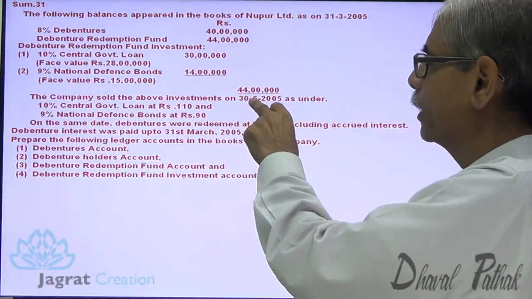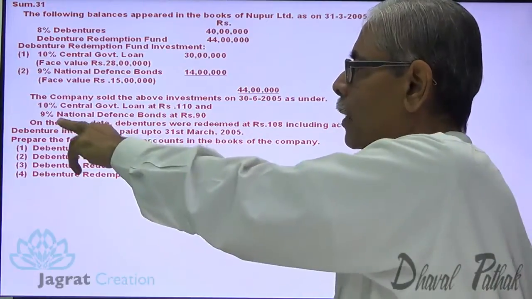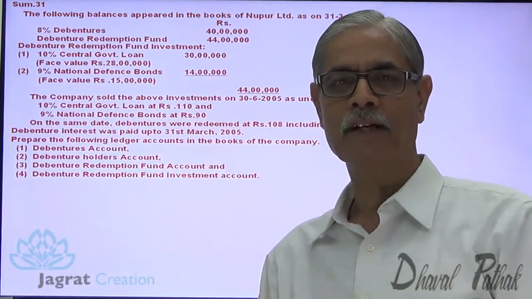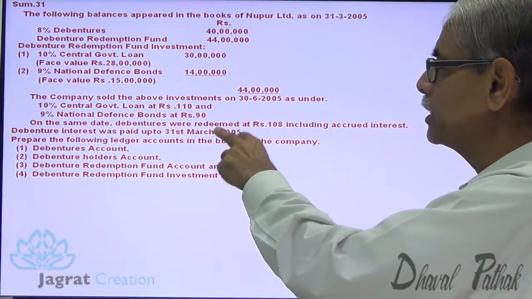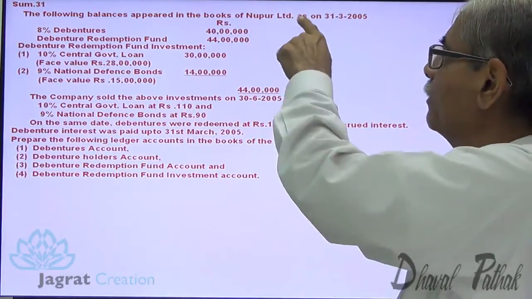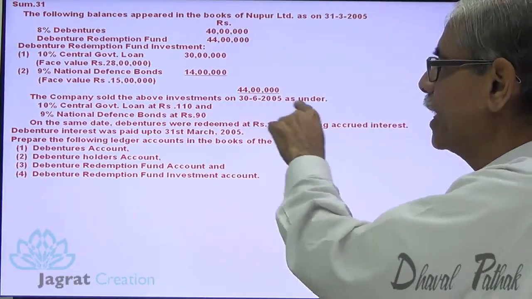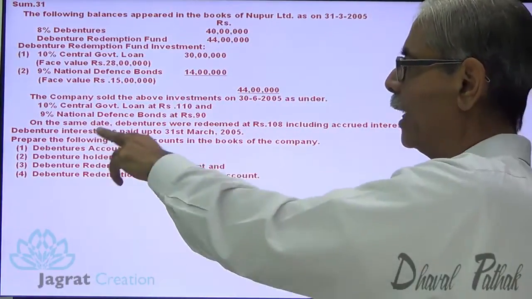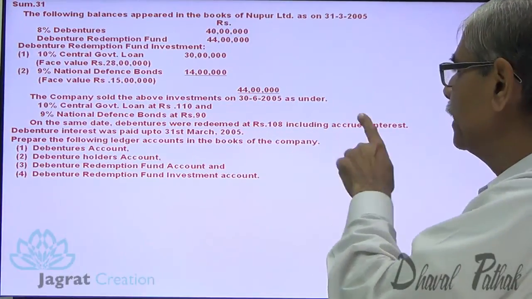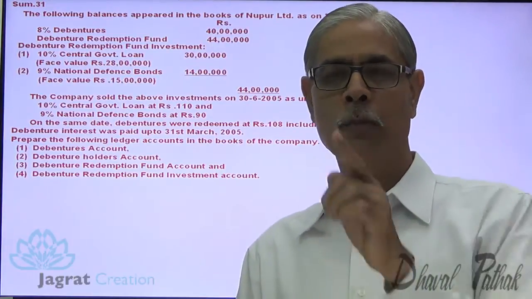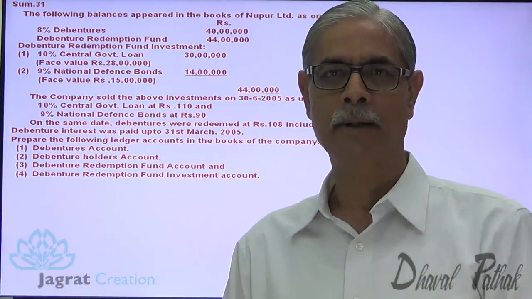Company sold above investment on 30th June 2005 as under: government loan at 110 and national defense bond at 90. This is how the investments have been sold. On the same day, debentures were redeemed. So debentures are redeemed on 30th June 2005 and you are given the balances as on 31st of March 2005. So redemption is done after 3 months. On the same day, debentures were redeemed at 108 including accrued interest. So per debenture, amount redeemed 108 including interest element.